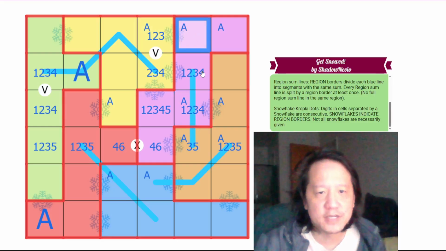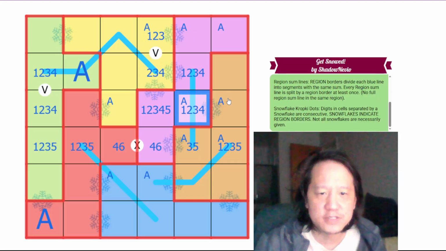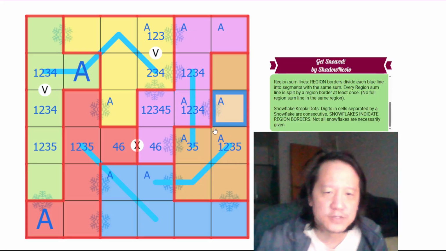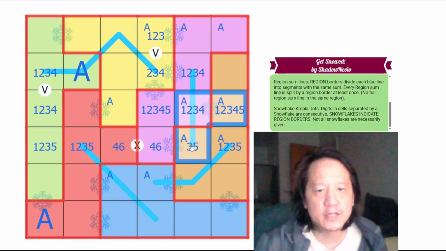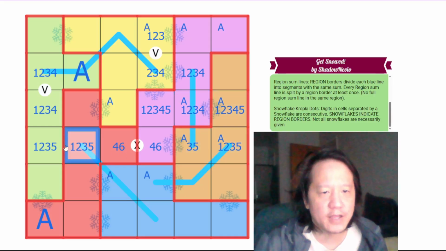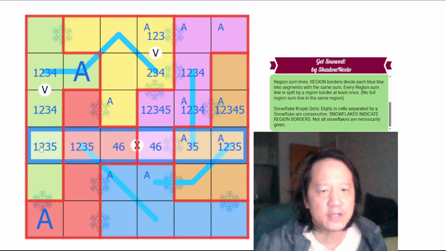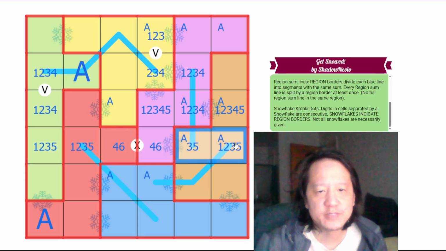This digit's consecutive with this. This digit's consecutive with this. So this is 1 through 5 also. So A can never be a 6. Actually, A can never be here. A can never be here. So where is A in row 4? It has to be one of these two cells. So this can never be A here.